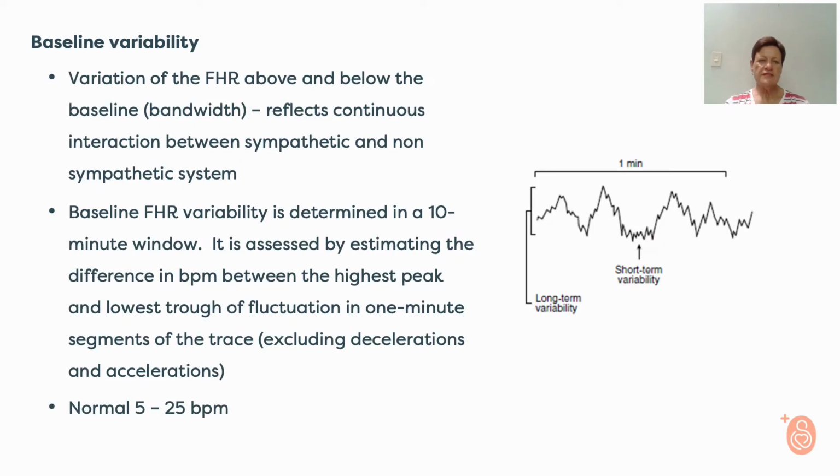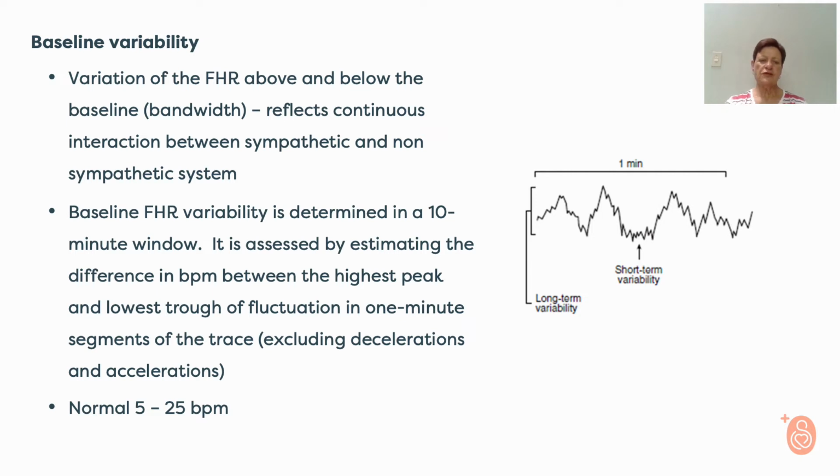Now that brings us to the second characteristic of the fetal heart rate, and that's baseline variability. The name tells us, and we have talked about it a little bit before during the physiology slides, that the baseline of the fetal heart rate varies all the time. It varies below and above the baseline, and that's what we call bandwidth. We said that this is due to the interaction between the sympathetic and the parasympathetic nervous system. We determine it also over a 10-minute period.